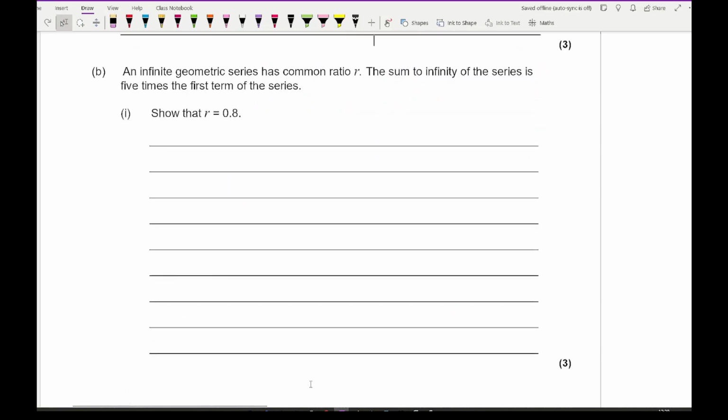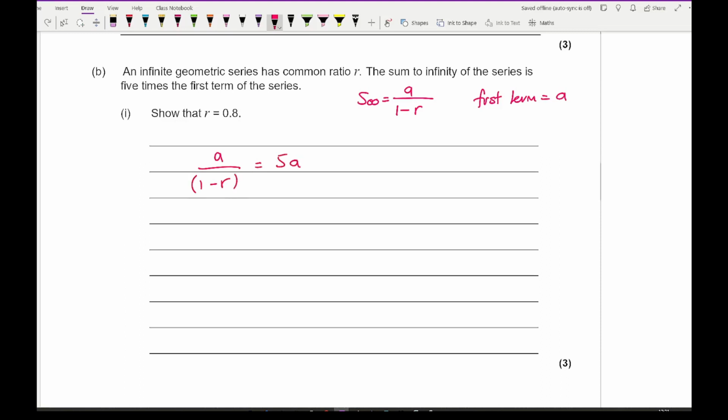Then it says for question B, the infinite geometric series has a common ratio of r. The sum to infinity of the series is 5 times the first term of the series, so show that r equals 0.8. So using this bit of information, we know that the sum to infinity is a over 1 minus r, and we know that the first term is a. So the sum to infinity is 5 times the first term, so that's what we've got so far.